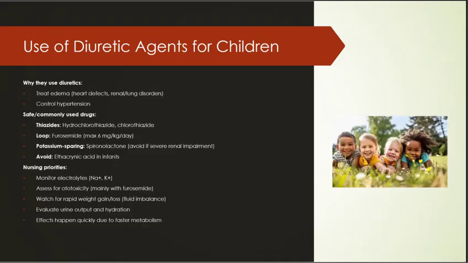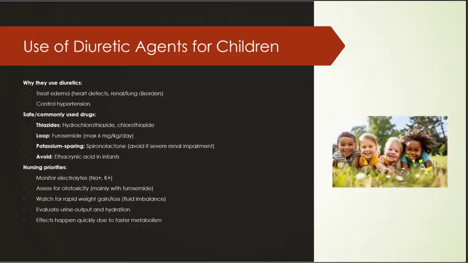Potassium sparing, spironolactone, avoid if the patient has severe renal impairment. So this is why it's important to look at the BUN and creatinine. Avoid ethacrynic acid in infants. So, nurses, what do you think your priorities will be?